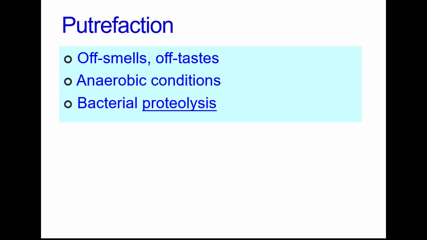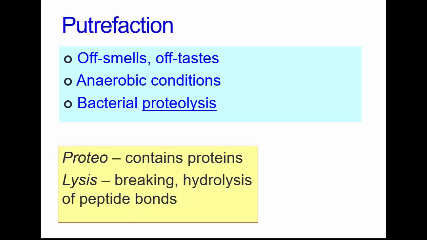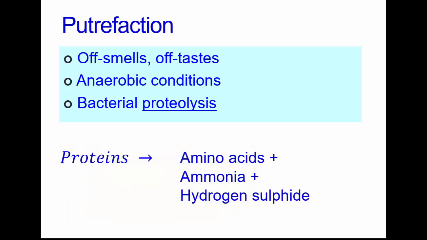So, putrefaction. Bacterial putrefaction produces unpleasant smells and tastes in food. Often happens under anaerobic conditions. There's just some definitions of what the words mean. The process involves the breaking of peptide bonds in proteins to produce amino acids. Further decomposition leads to production of ammonia and hydrogen sulfide, all of which gives the unpleasant smell, which we perceive as putrefaction.